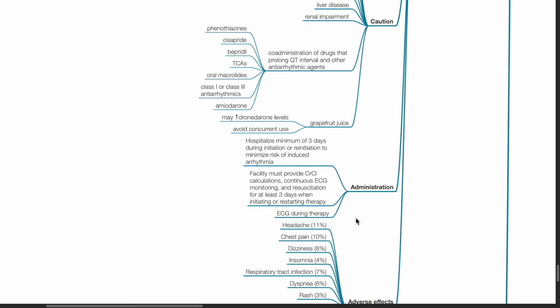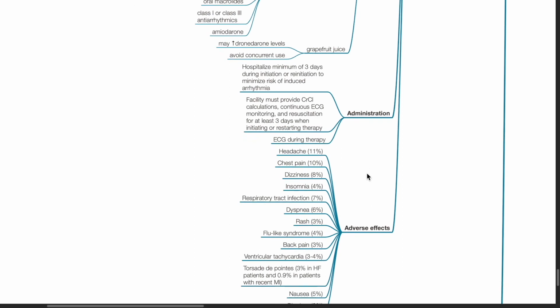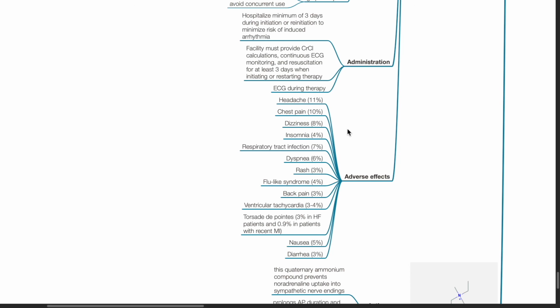During administration, the patient should be hospitalized for a minimum of 3 days during initiation or reinitiation to minimize the risk of induced arrhythmia. The facility must provide creatinine clearance calculations, continuous ECG monitoring, and resuscitation for at least 3 days when initiating or restarting therapy. Adverse effects include headache, chest pain, dizziness, insomnia, respiratory tract infection, dyspnea, rash, flu-like syndrome, back pain, VT, torsade de pointes, nausea and diarrhea.